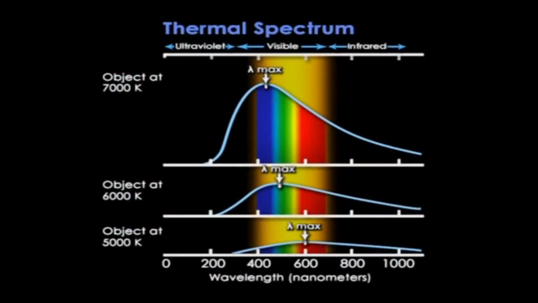Photons, for example, have a thermal spectrum like this, a broad range of colours with a peak. As you can see from these other examples, at lower temperatures, the thermal spectra are weaker and with longer, that's redder, peak wavelengths.